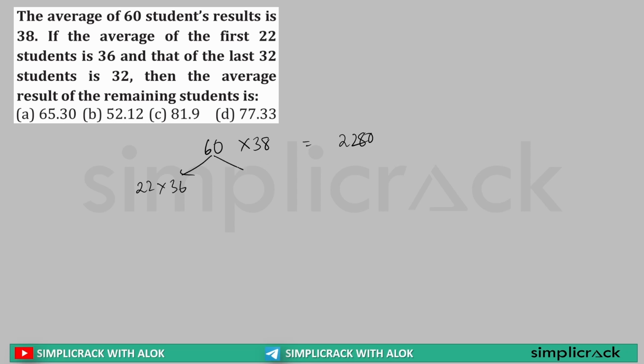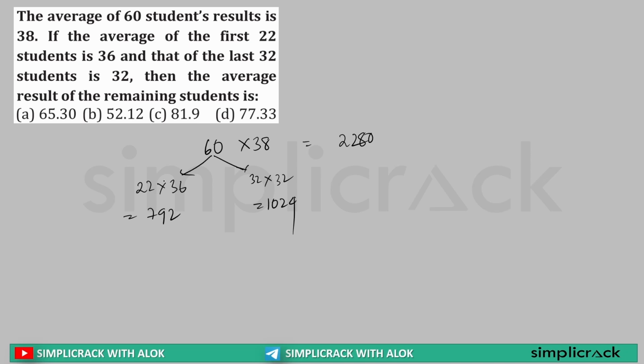Now, average of first 22 is 36. Average of last 32 is 32. Yes or no? Yes, sir. Now, 36 into 22 is equal to 792. Clear or not? Clear. 32 into 32 is equal to 1024. You will learn how. Okay, I will tell.